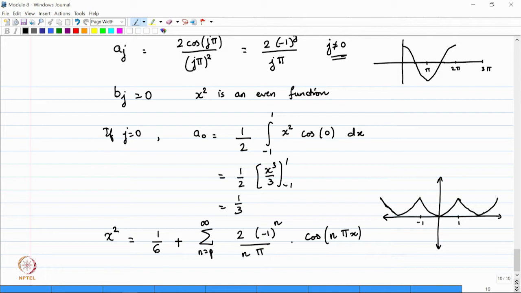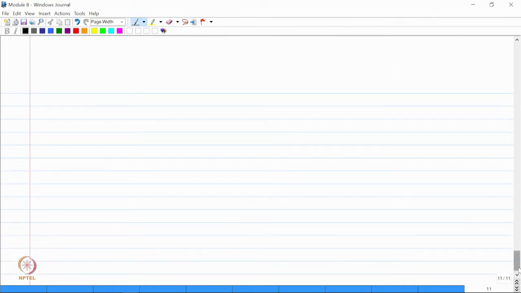When you expand this in terms of sines and cosines, only the cosine term appears, and it appears in this form. So this is a very nice illustration of the method of Fourier series. Another example which I want to emphasize: suppose you have a discontinuous function.